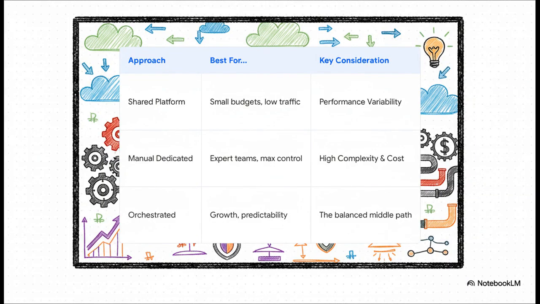This table really breaks it all down. A shared platform is great for startups and small sites, but you have to accept that performance variability. Manual dedicated gives you ultimate control, but it comes with a huge price tag in both cost and complexity. And then there's orchestrated dedicated, which hits that sweet spot for growth companies that need predictability and speed without the massive operational overhead. It's all about balancing cost and ease of use.